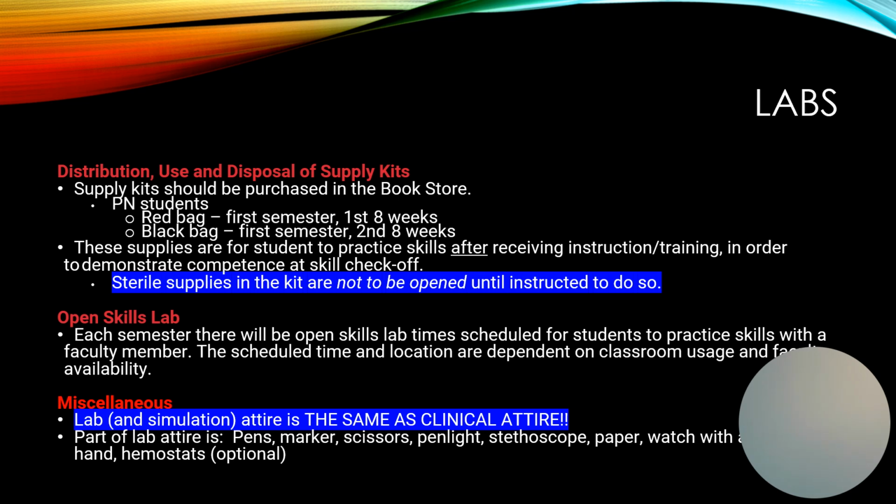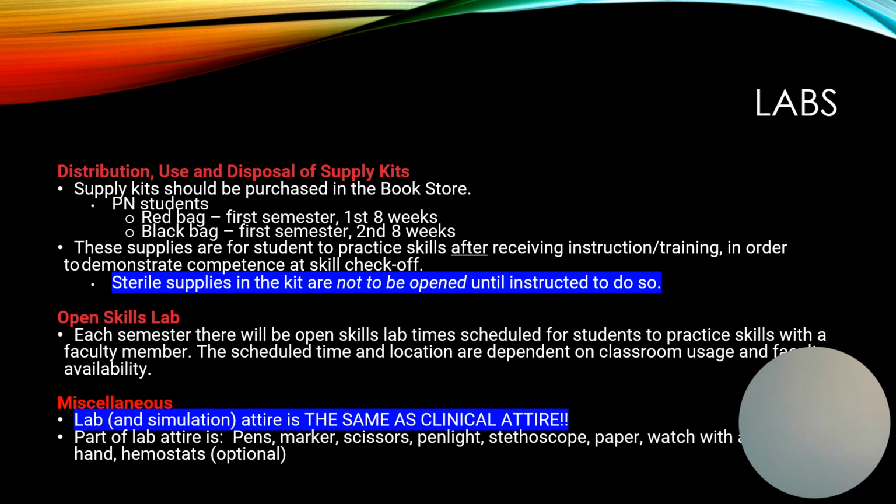Something else that you need to be familiar with is that lab and simulation attire is the same as clinical attire. In other words, hair up, uniforms on, wearing the appropriate uniform, name tags, having your pen, pencil in your pocket, etc. Part of your lab attire, and I want to point this out, is having that pen. You need to have a permanent marker. For example, sometimes we will be doing a dressing change and we have to date and initial the dressing when it was put on. You need your bandage scissors at all times and your pen light along with your stethoscope. You have to have those.